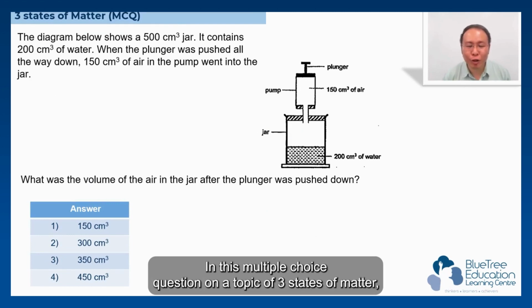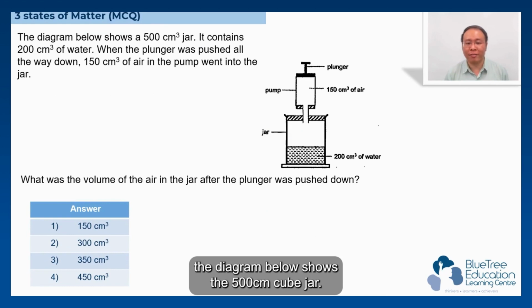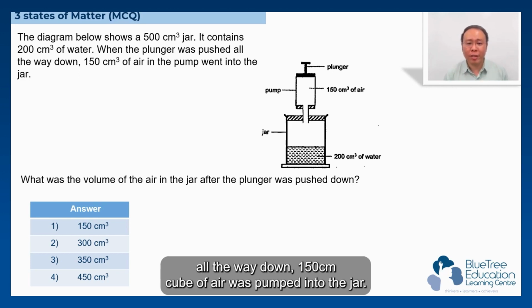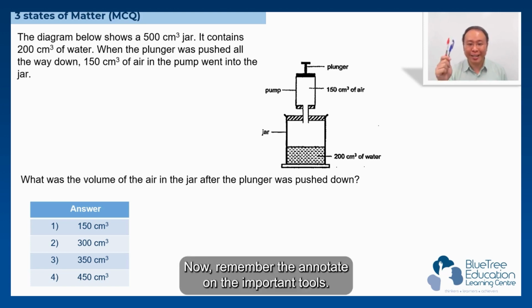Alright, in this multiple choice question on the topics of 3 states of matter, the diagram below shows a 500 cm cube jar. It contains 200 cm cube of water, and when the plunger was pushed all the way down, 150 cm cube of air was pumped into the jar. Now remember to annotate on the important clues.